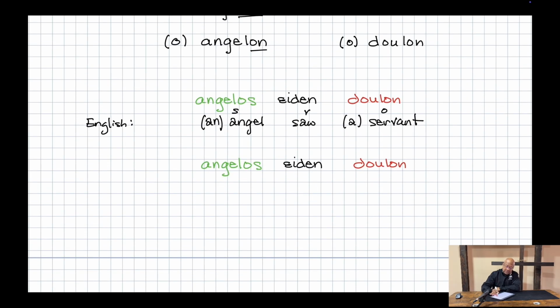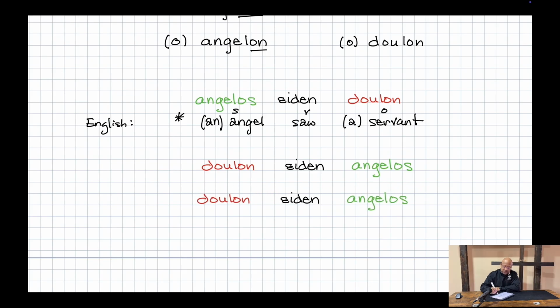Okay? So I could take doulan here, move it in front, and if I say this in English, it would be something like a servant an angel saw. Okay? A servant an angel saw. But a very good colloquial English translation would still be an angel saw a servant. So I can move these around, I can even move the verb around. None of this changes the meaning of the sentence until I change the spelling on the words angel and servant.